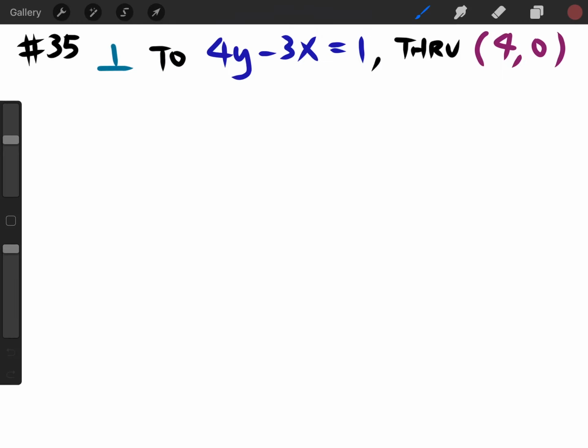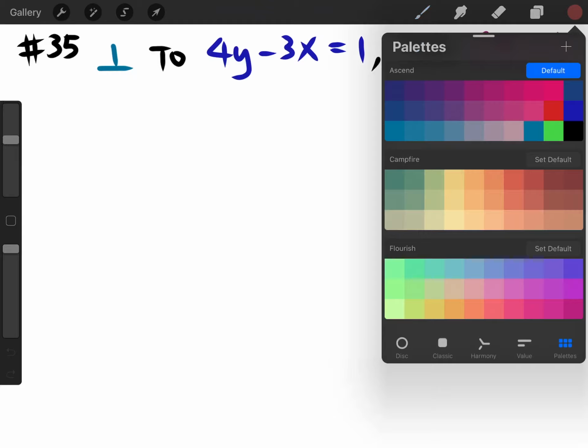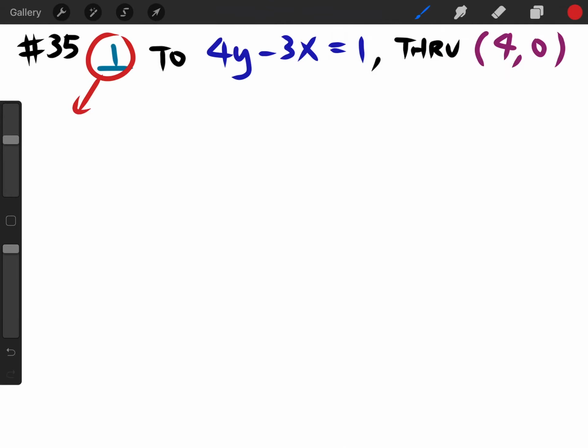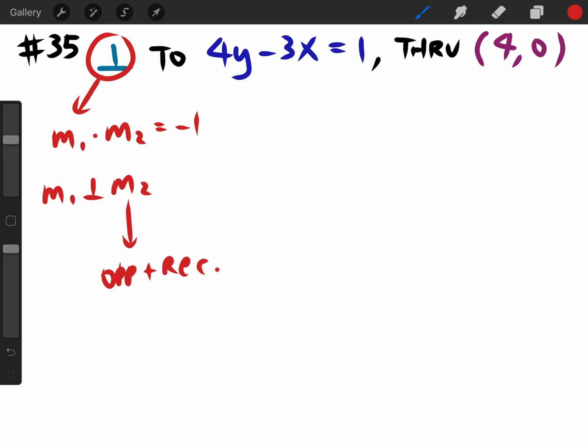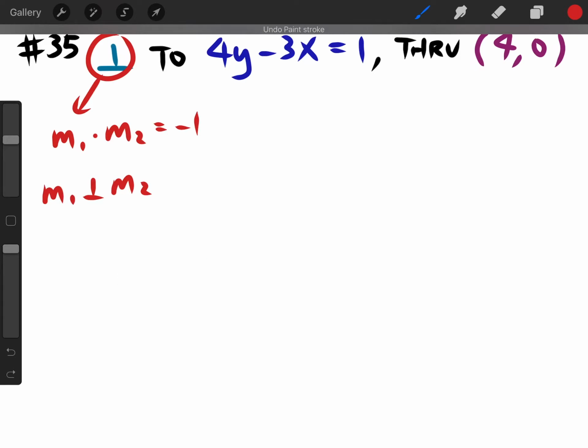All right, so number 35, it's a similar question. This time, what we're going to do is understand perpendicular. The first thing about perpendicular is that m1 times m2 has got to equal -1. If you don't like using that, you can also say that if m1 is perpendicular to m2, m2 has got to be the opposite and reciprocal of m1. So I'm going to erase all these. Let's get started.